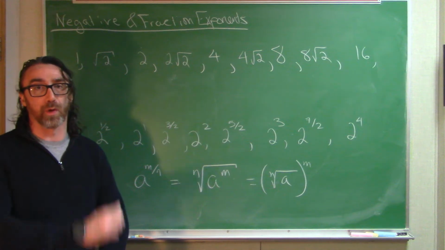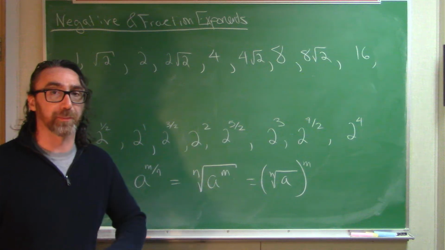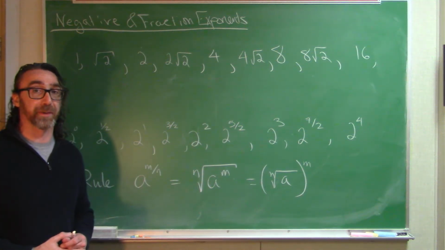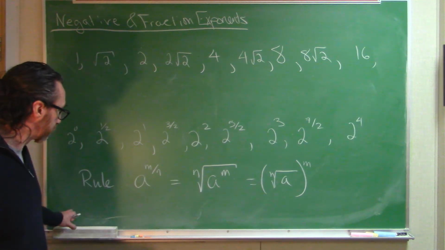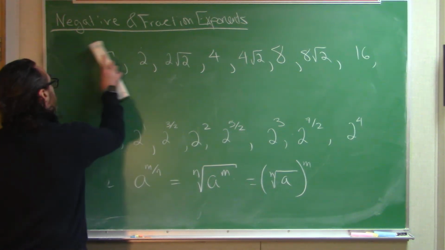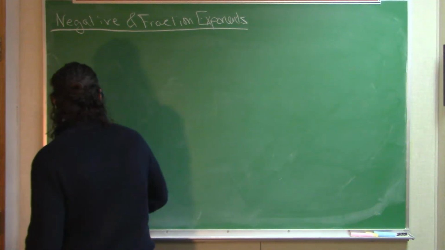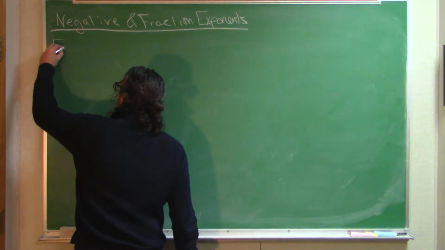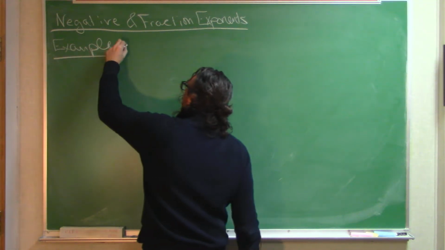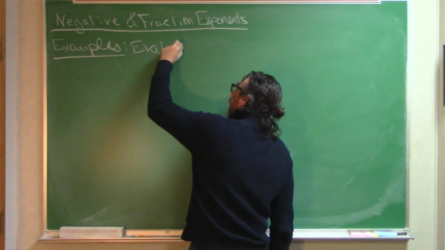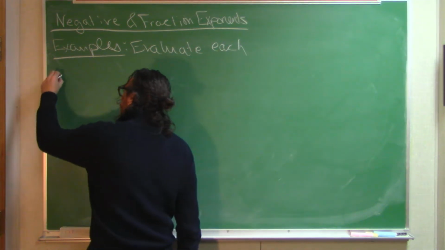Anything to the 0 power is 1. We know how to deal with negative exponents. Anything to a negative power, that's going to be the reciprocal of the corresponding positive power. And now we have a way to make sense of fractional exponents. So let's work a couple of examples where we do computations with these negative and fractional exponents. So I'm going to evaluate each of these.